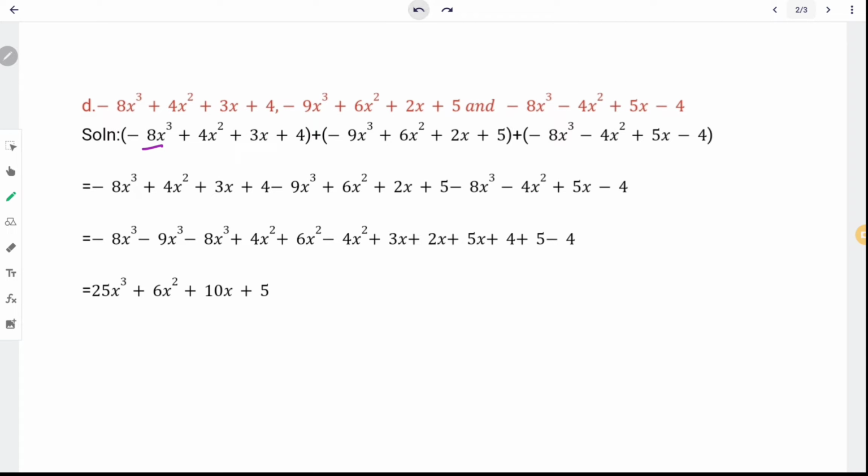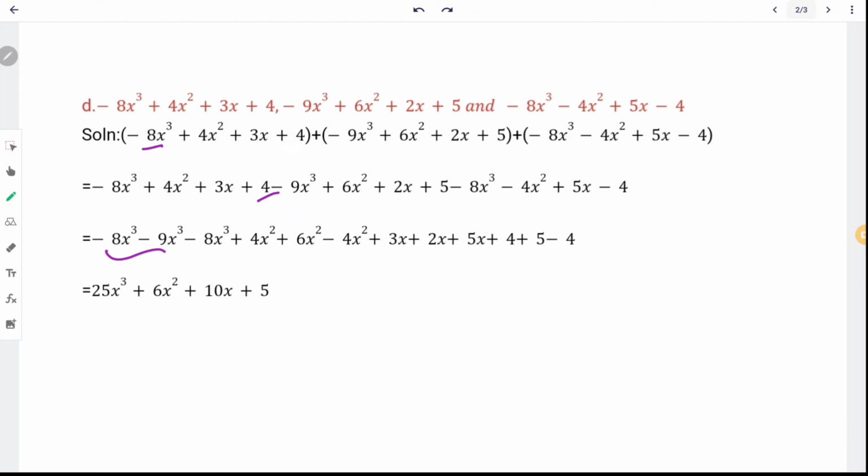Next, let's go with x. So 3x is here, I've written here, then 2x, and the last 5x. All right, if we're done with all this, the last will just be the numbers. So 4, then we have 5, and then minus 4 here. All right, arrange them accordingly. So now let's have a look.